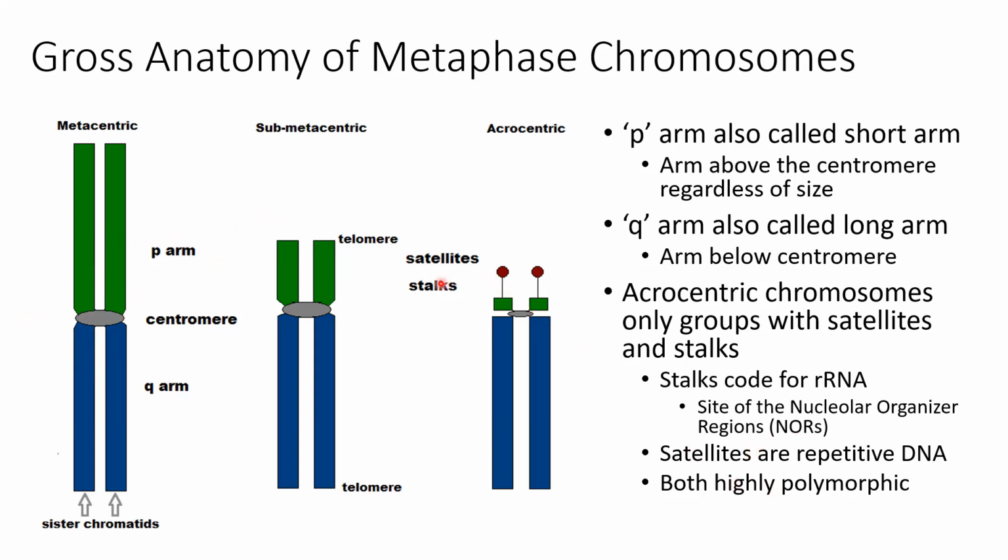The other thing to point out on here are the stalk regions. These code for ribosomal RNA. So they're the site of the nuclear organizer regions, which again comes in more when we're talking about cell division. The satellites are highly repetitive DNA, but both of these regions can be highly polymorphic. And by polymorphic, I just mean that there can be different shapes, sizes, staining intensities, lengths. And that really doesn't have a whole lot of clinical consequence, but it's certainly a region that can be unstable when we start talking about structural chromosome abnormalities.